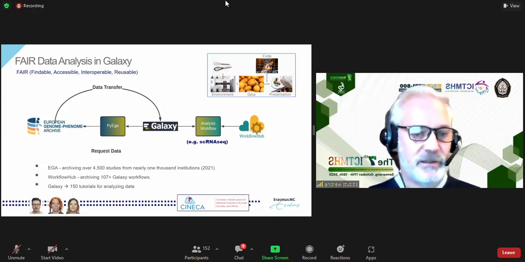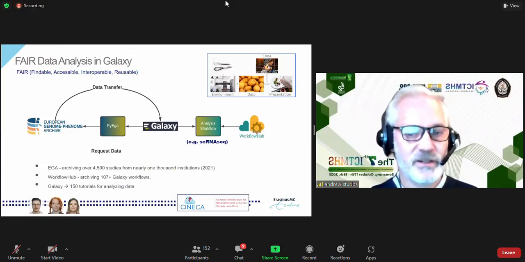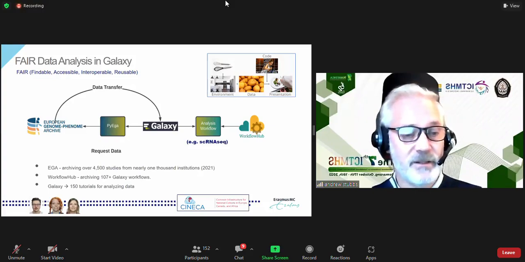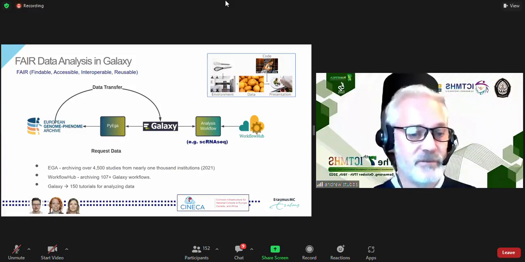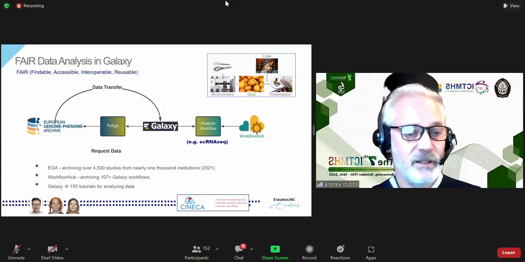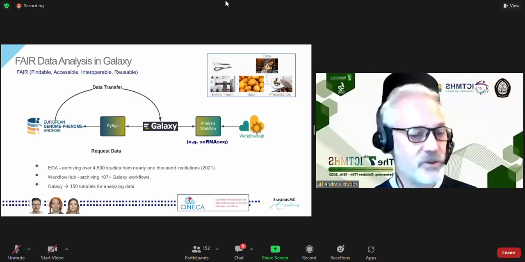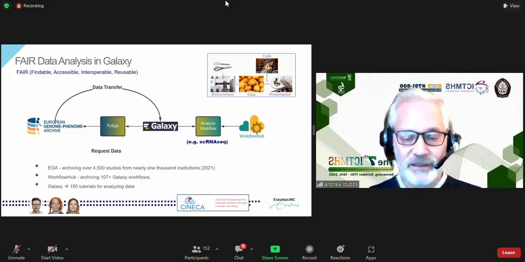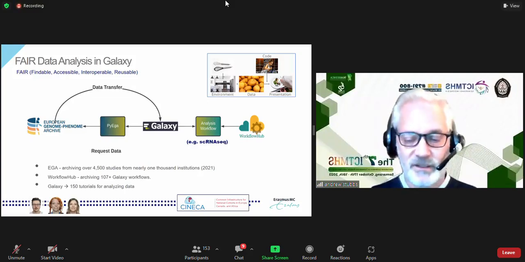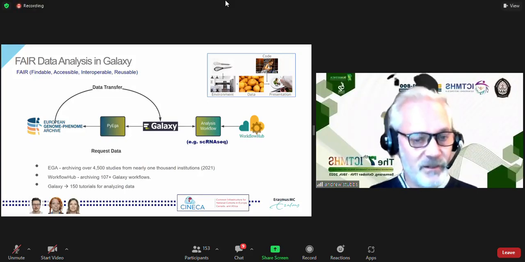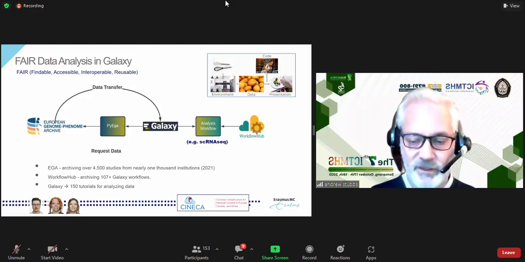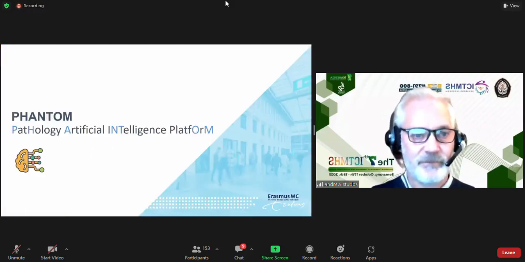So there are at least 4,500 studies there, very big studies as well. And these are mirrored in alternative sites around the world. The Workflow Hub has at least 107 plus standardized workflows to do many different types of analysis. And of course, Galaxy itself has at least 150 tutorials that allow you to analyze your data in the web, fully secure, without the need to install all these tools on your own application server.